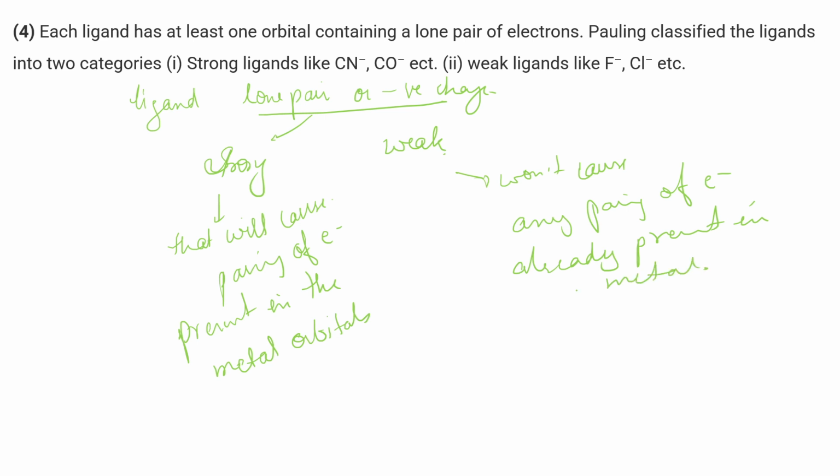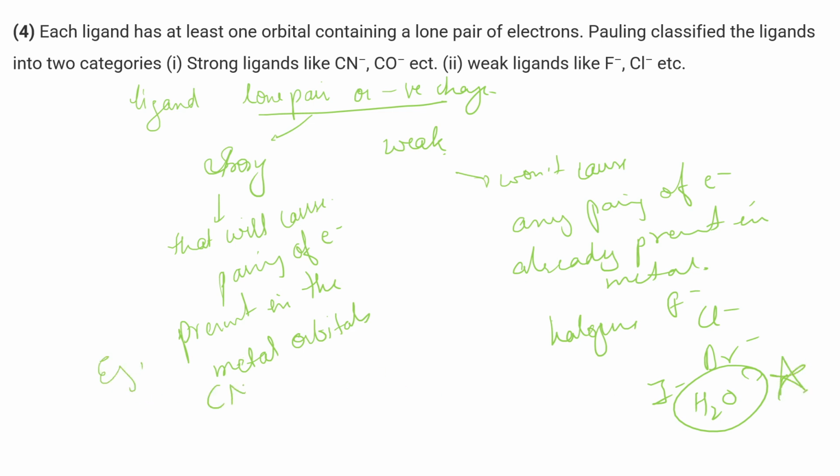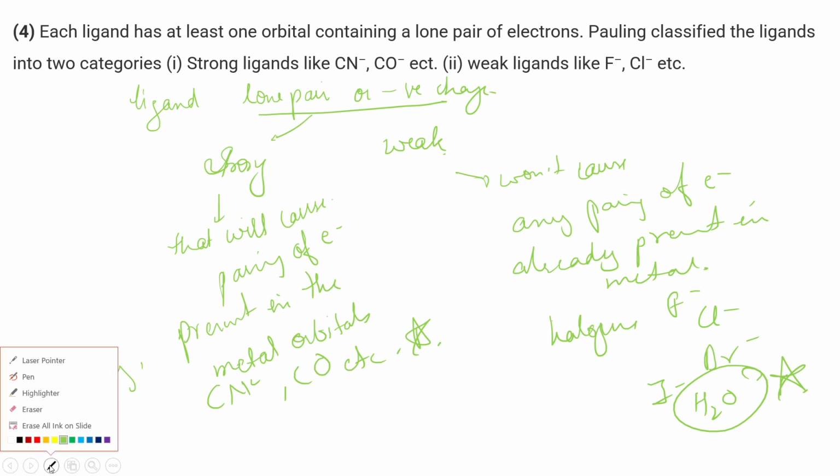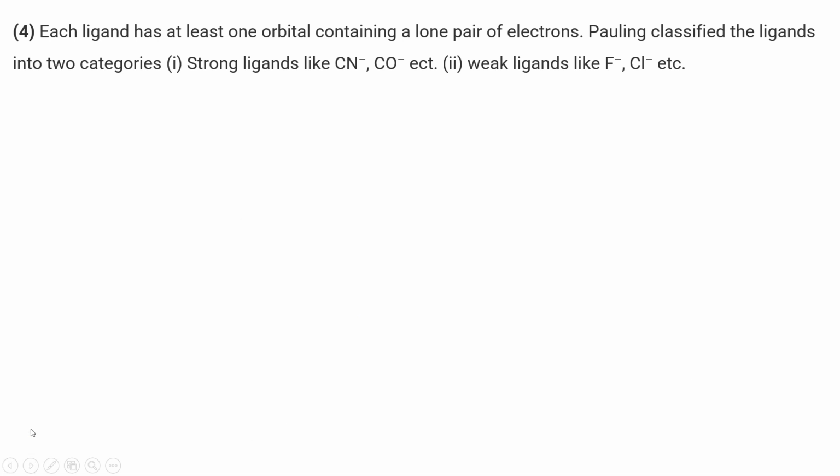Okay, so examples of weak field ligands are halogens: fluoride, chloride, bromide, iodide. Even H2O is an example of a weak field ligand. It is not strong. Strong field ligand examples are cyanide, carbonyl, etc. Okay, so coming to the other point for the valence bond theory.